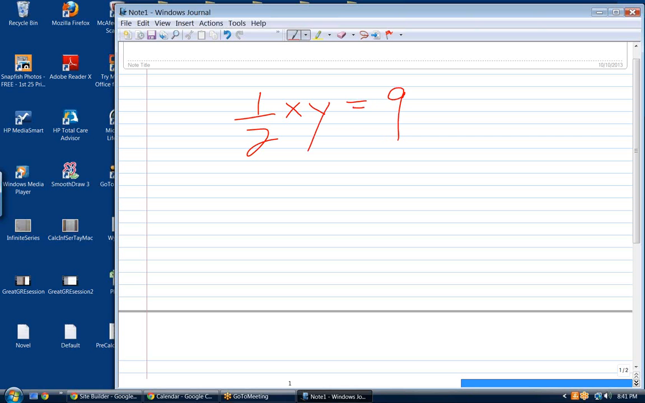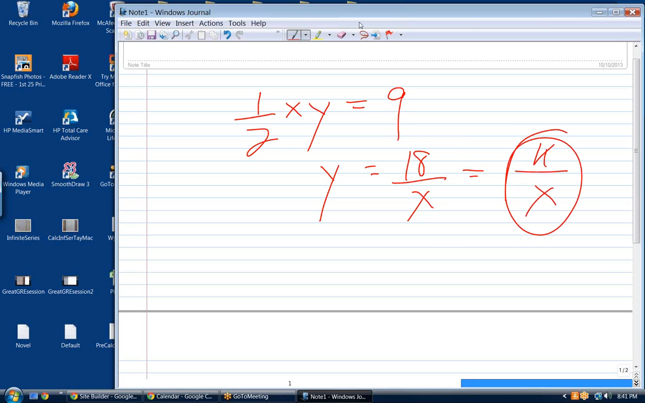Let's see, this one would be, that would be neither. Solve for one variable. Yeah, well, wouldn't it be neither? Well, if I solve for y, I get 18 divided by x, which fits k over x, inverse. Inverse, yeah.